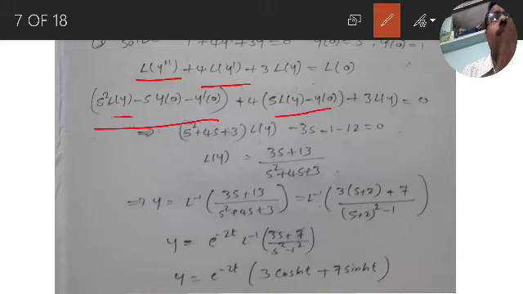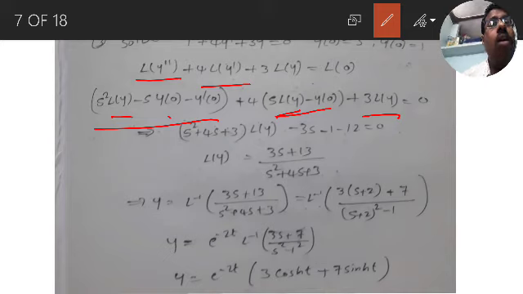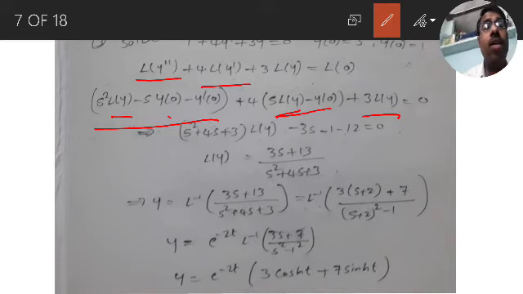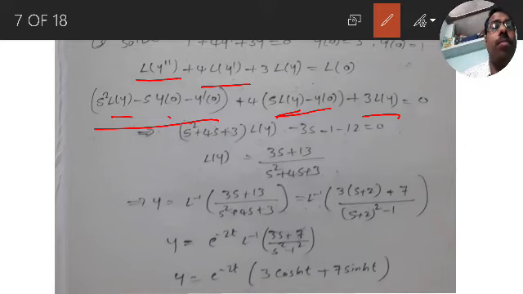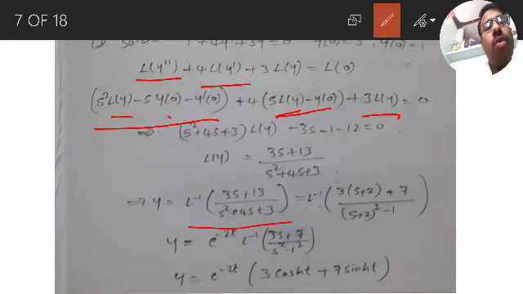1. Take L of y common. If you take L of y common, what will you get? s square plus 4s plus 3 times L of y, minus y of 0 is 3, therefore minus 3 into s, y dash of 0 is 1, means minus 1, minus 12 is equal to 0. So if you take L of y to this side, then what is the answer? 3s plus 13 by s square plus 4s plus 3. Y is equal to L inverse of 3s plus 13 by s square plus 4s plus 3.